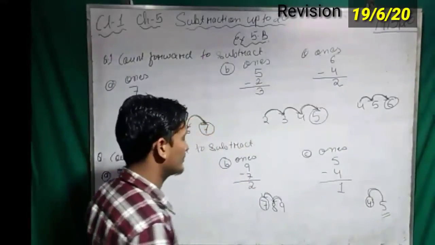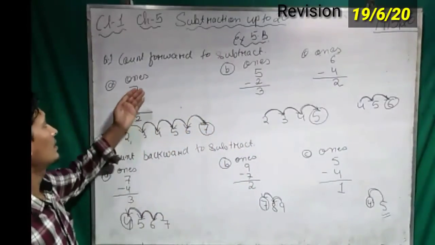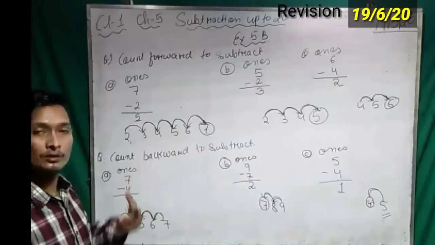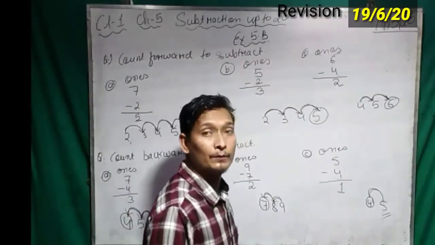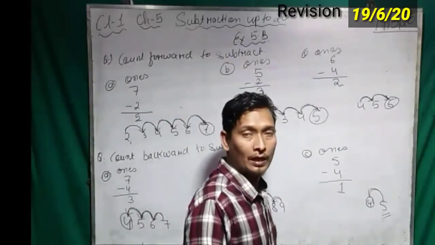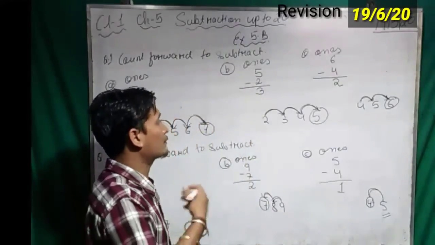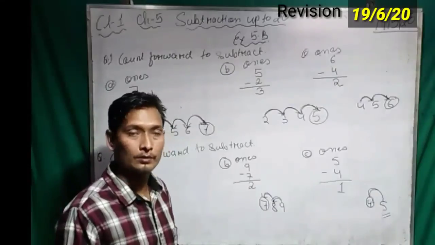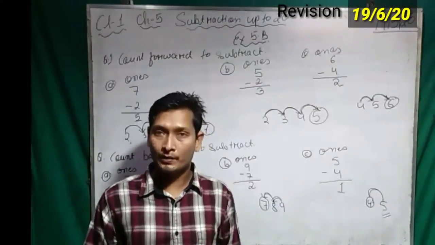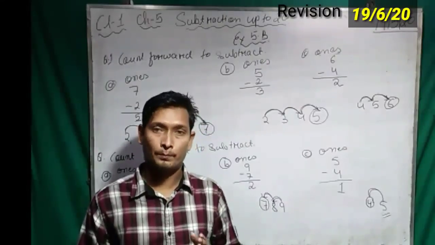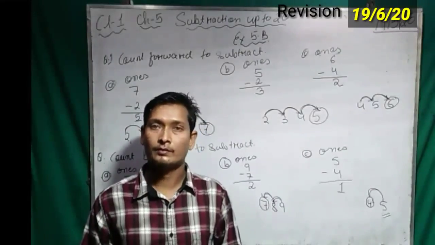Got it, children? So, this is the way to count forward to subtract, and this is backward. Forward means where? Forward means what? This way. Yes or no? And backward means this way. So, we have to jump forward and backward to subtract. Clear? So, I hope you understand. So, practice it everyone. Okay? Thank you everyone.